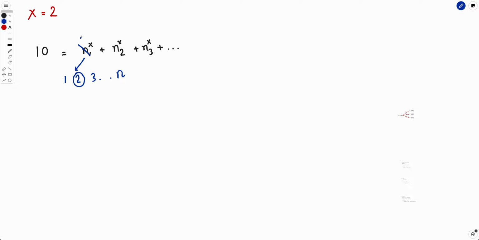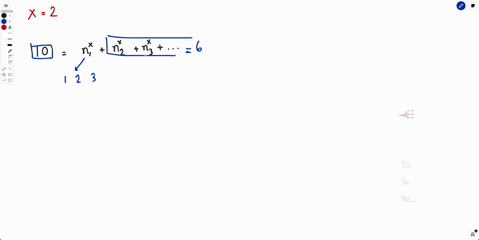Now if n1 is equal to 2, then what will be the value of 2 to the power x? 2 to the power x will be 2 power 2, which is 4, right? So in other words, what we are saying is you have to get a sum of 6 with the remaining set of integers. So isn't this problem exactly similar to the problem that we are trying to solve originally? Originally, we were saying that we need to express 10 as sum of some distinct numbers to the power x. Now we are saying that we need to express 6 as sum of some distinct numbers to the power x, right?